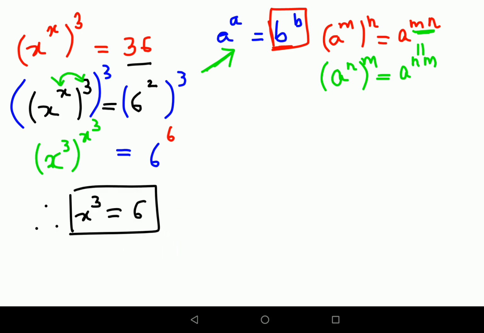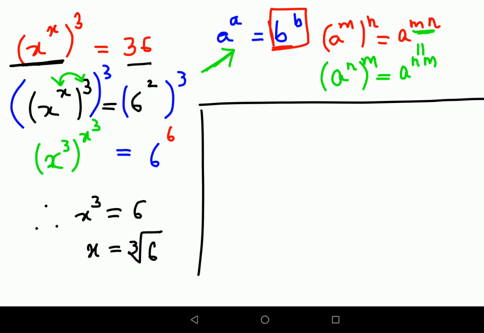Sorry, my bad, this is not your final answer. Your final answer is x equals cube root of 6. Now let's put it over here and figure out whether we are getting the value 36 or not.